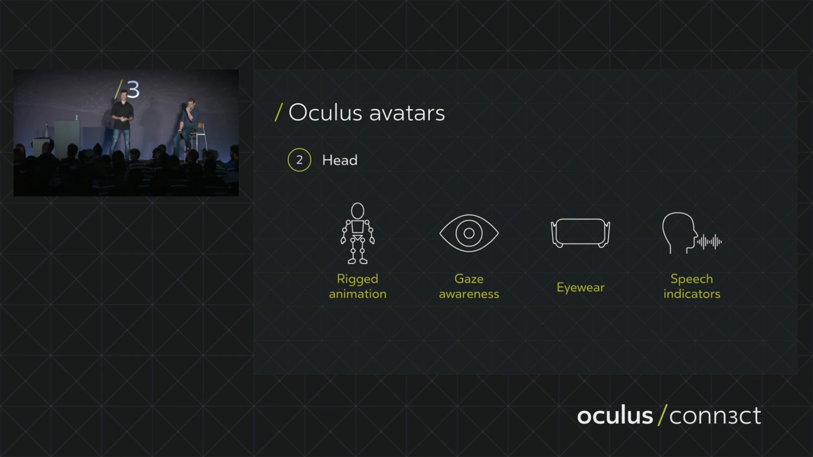So let's summarize the features of the head. We drive behavior using a rig skeletal model, which grounds head movement to the torso and co-locates camera and avatar eyes to support mutual gaze awareness. The design of eyewear and speech indicators aim to provide customization options and assist with social comfort.